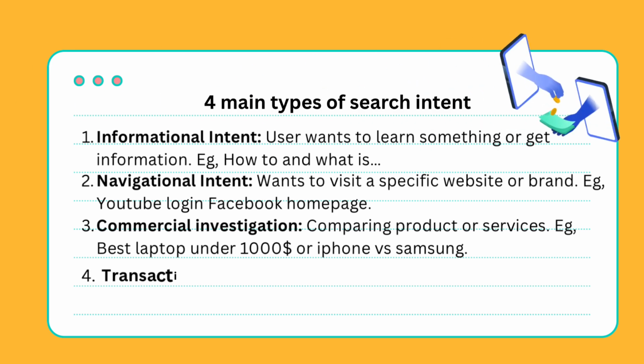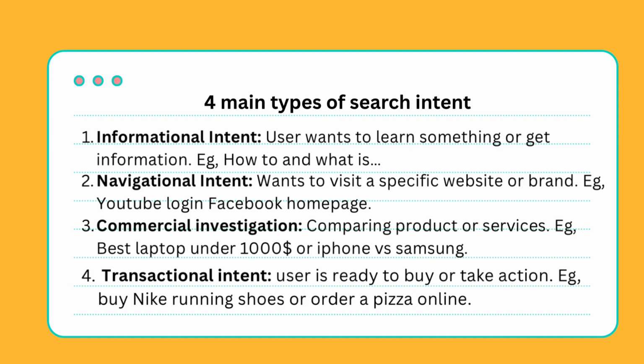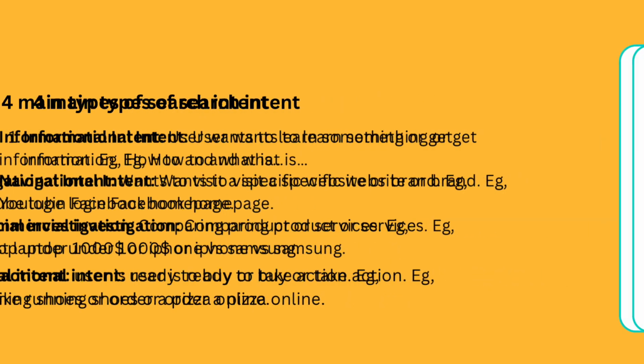4. Transactional intent. This is the strongest intent, when the user is ready to buy or take action. Examples: buy Nike running shoes, order pizza online, buy SEO course. For these keywords, product pages and landing pages work best.